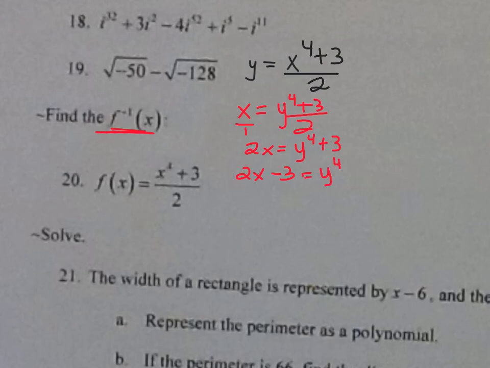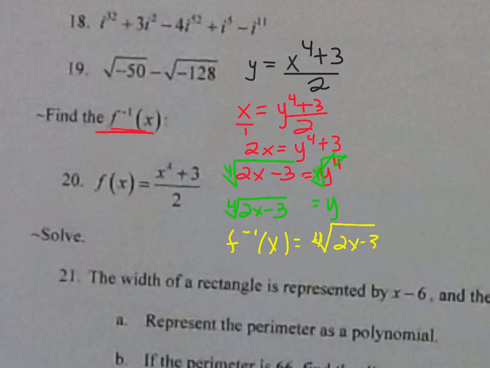To get rid of a 4th power, you're going to take the 4th root of both sides. Just like to get rid of a square root, you would square both sides. You 4th root it, so they cancel each other out. You're left with y equals the 4th root of 2x minus 3. And just make sure you write it with the correct notation. The inverse of f of x is the 4th root of 2x minus 3. And that's a 4 inside there. Okay, so let's take a look at number 21.